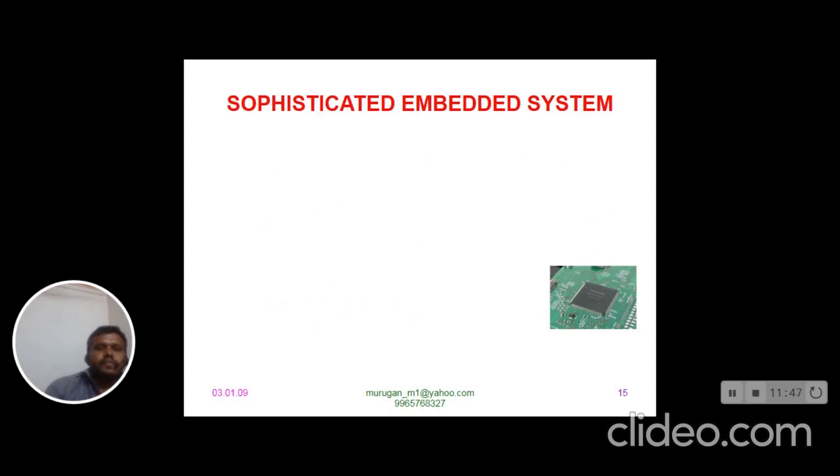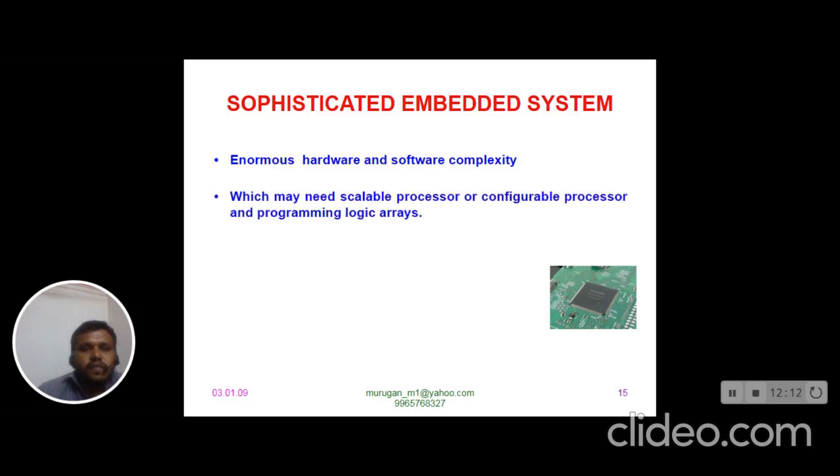Sophisticated embedded system. In a sophisticated embedded system, there is enormous hardware and software complexity compared to the medium scale embedded system, because it is used on the industrial side. It is the really tough one when we are going under the design category. The enormous hardware and software complexities may need a scalable processor, a configurable processor, and programmable logic arrays. It has a scalable processor or a configurable processor or a programmable logic array.